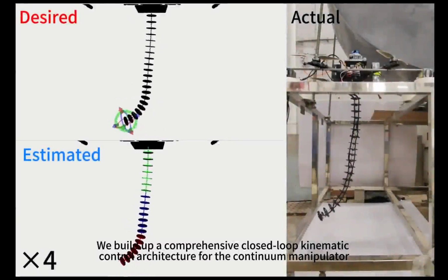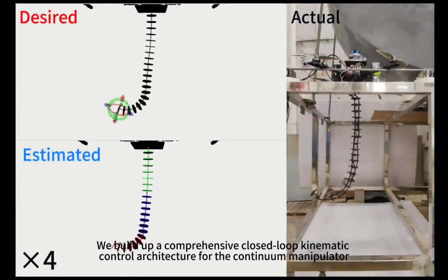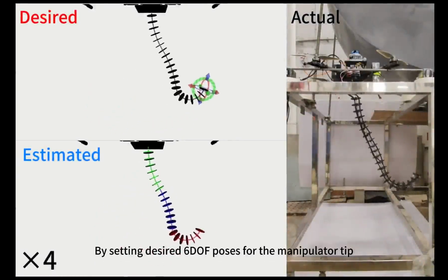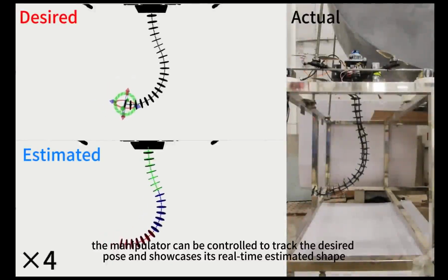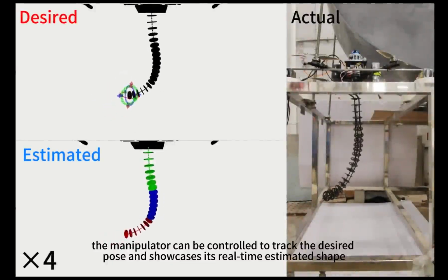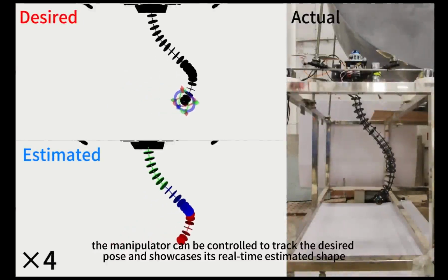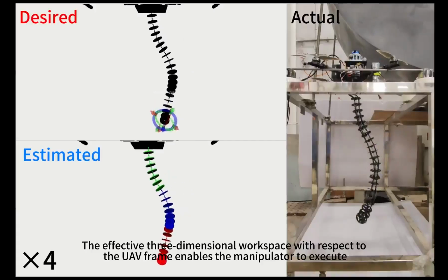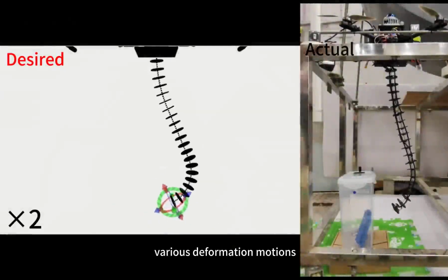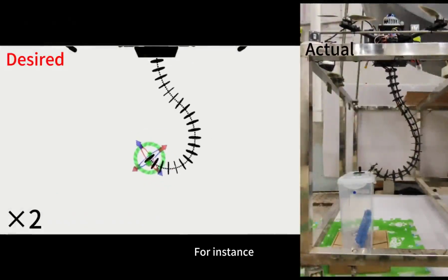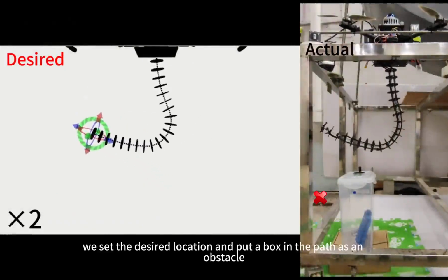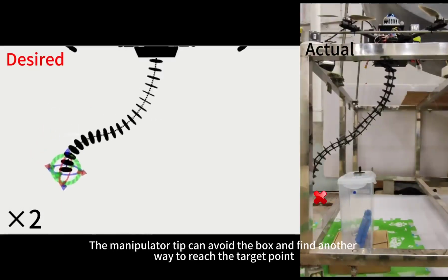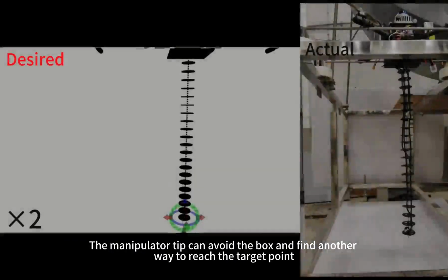We build up a comprehensive closed-loop kinematic control architecture for the continuum manipulator by setting desired 6 DOF poses for the manipulator tip. The manipulator can be controlled to track the desired pose and showcases its real-time estimated shape. The effective 3-dimensional workspace with respect to the UAV frame enables the manipulator to execute various deformation motions. Even though there is an obstacle, for instance, we set the desired location and put a box in the path as an obstacle. The manipulator tip can avoid the box and find another way to reach the target point.